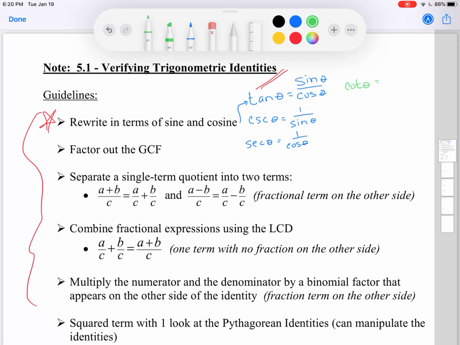Similarly, if I also gave you cotangent, remember that it's the reciprocal of tangent, so that means cosine is now on top, followed by sine. Again, these are just to rewrite it. So if I gave you tangent, start thinking sine over cosine. If I gave you cosecant, start thinking 1 over sine, and so forth. And again, you have that formula sheet if you need it.